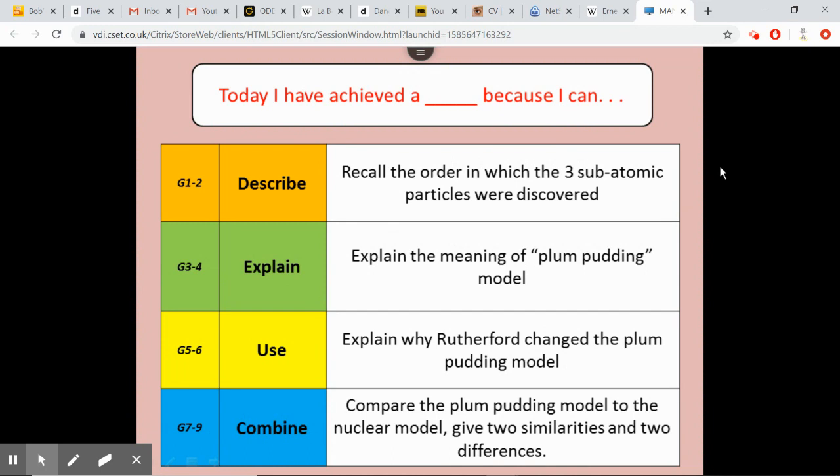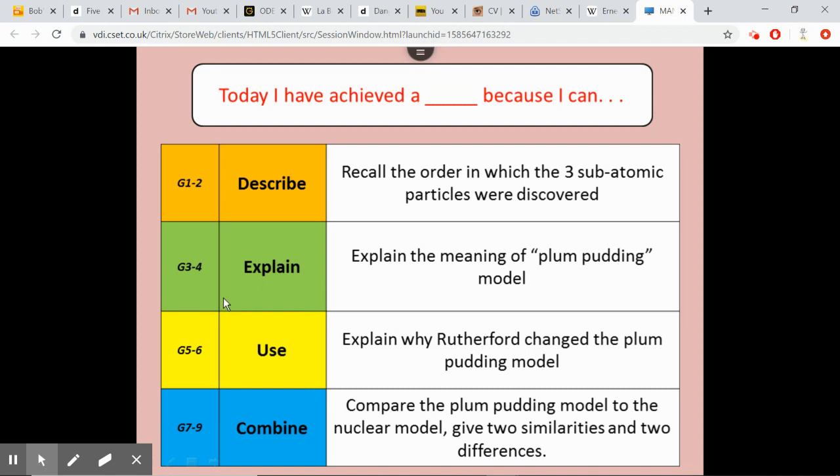Right. Like every single lesson, today I would like you to write your today I have achieved sentence. So make sure that you remember to write what the skill is that you have been able to achieve for today. So for instance, if you achieved the describe section, you could write a sentence saying, today I have achieved describe because I can recall the order in which the 3 subatomic particles were discovered.